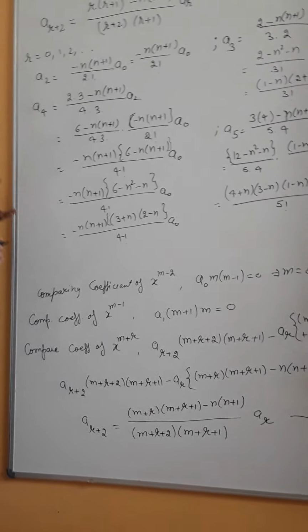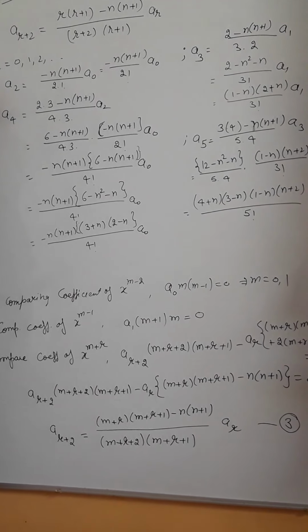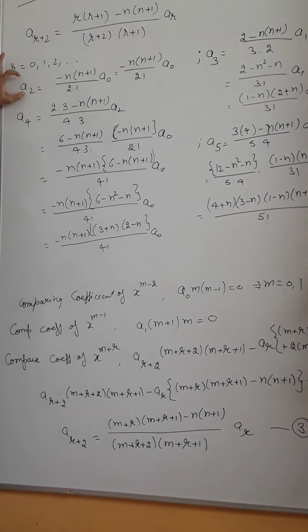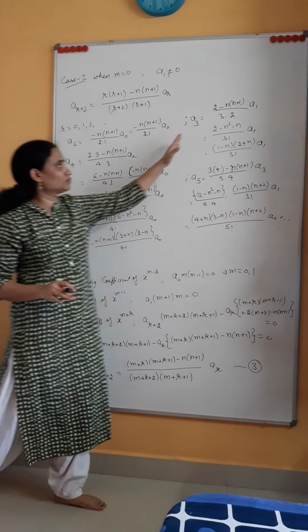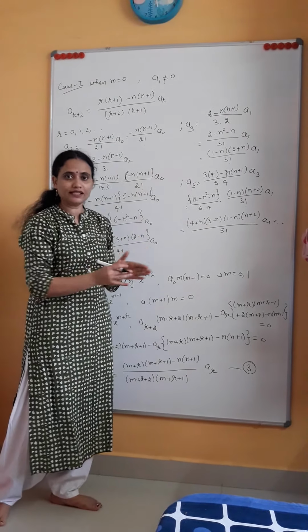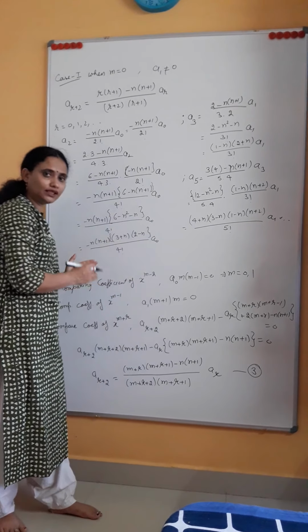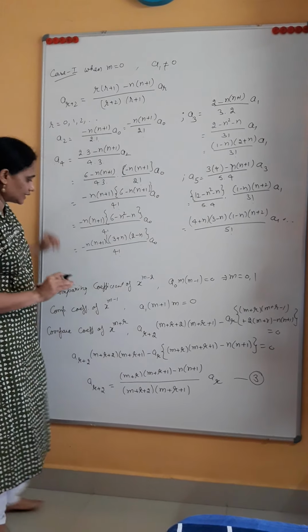So now let's write that in this form. We can see that all the even values are termed in a0. All the odd values can be expressed in a1. So we can take these common a0 terms together and a1 terms together. So let's write the solution.